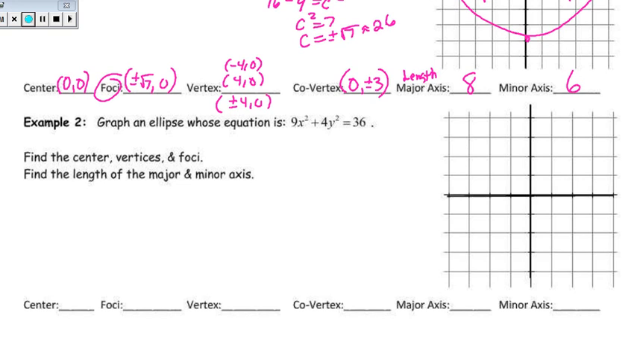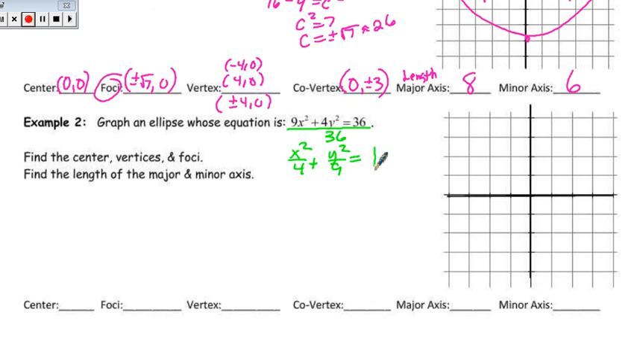Alright, so looking at this ellipse over here, we need it to be set equal to 1. If you see that it's not set equal to 1, the first thing you need to do is divide everything through by 36. What we're going to get over here is x squared over 4 plus y squared over 9 is equal to 1.